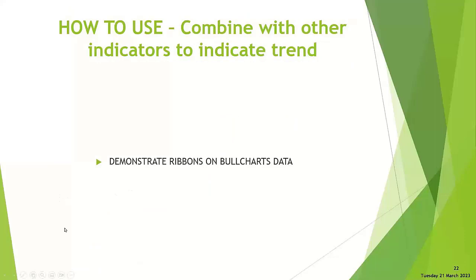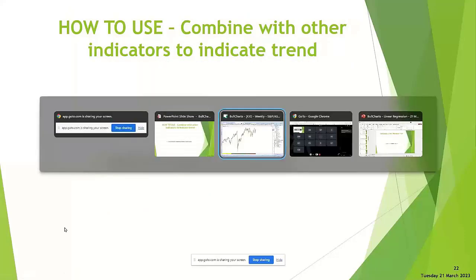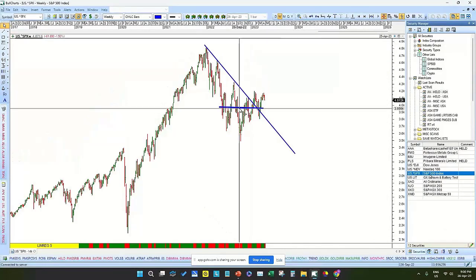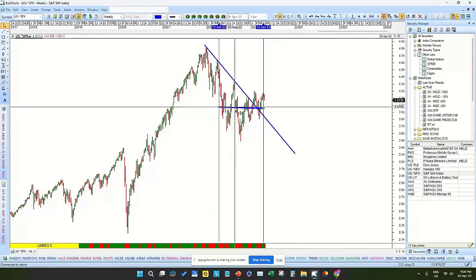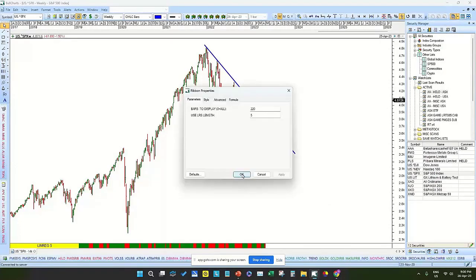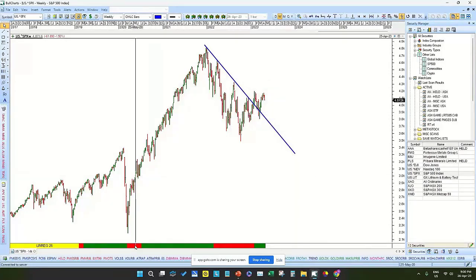Okay, so let's demonstrate some of those ribbons on BullCharts data. We're looking at the S&P 500. There's that chart again with the hand-drawn line. I'll get rid of the linear regression line. So that is a linear regression line 26 drawn on that ribbon. And I would say that it coincides reasonably well with what the S&P has done on trending over that period.